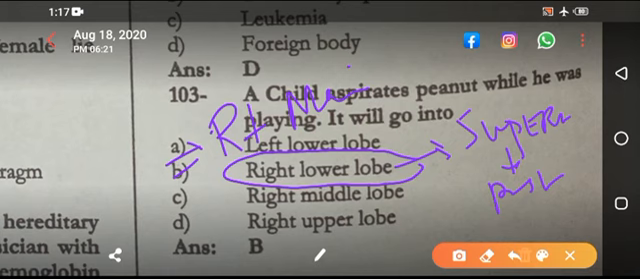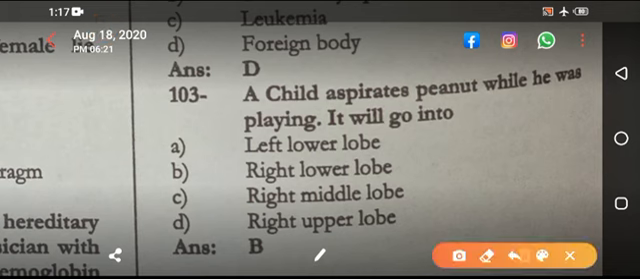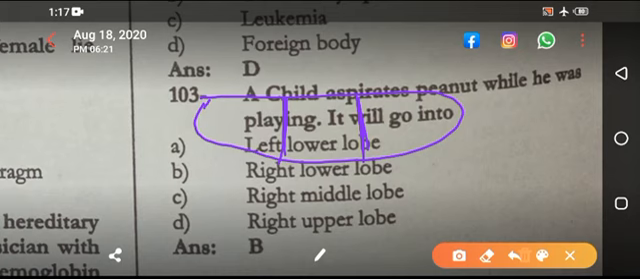So that is the right answer, because the person was standing. If the person is lying, let's suppose this is the right lung. We are having the upper lobe, middle lobe and lower lobe. Into which lung does the foreign body go most commonly? The answer is right lung. Into which lobe will it go? Right lower. But if they are asking into which segment of the right lower lobe, that is the superior segment.